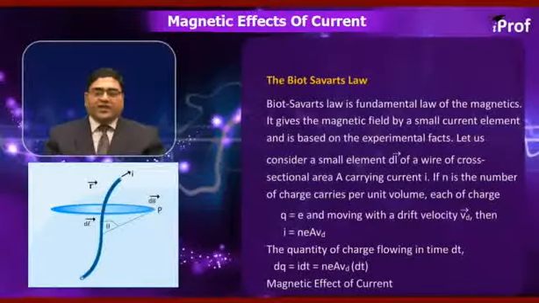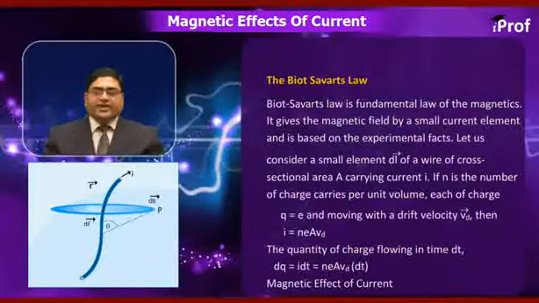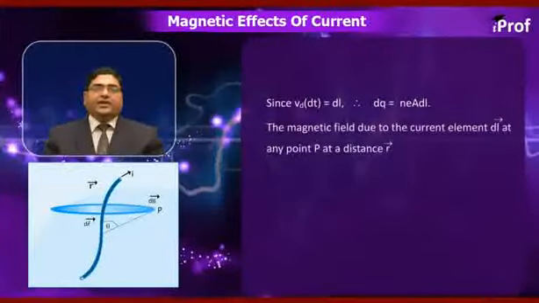The quantity of charge flowing in time dt, dq, equals I dt, which equals n e A Vd dt. Since Vd dt equals dl, therefore dq equals n e A dl.